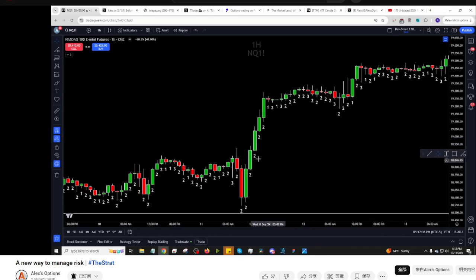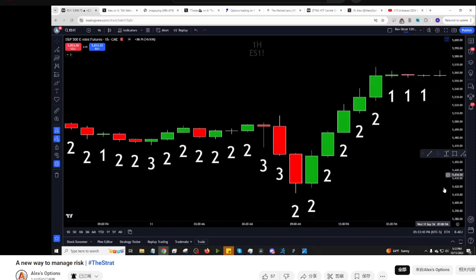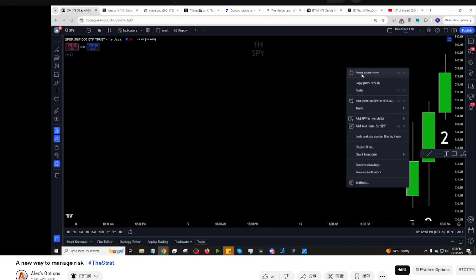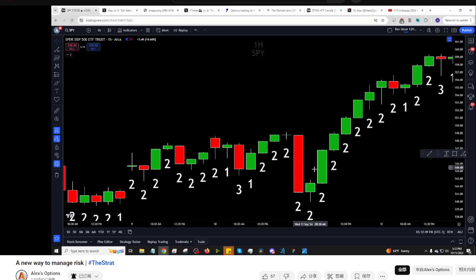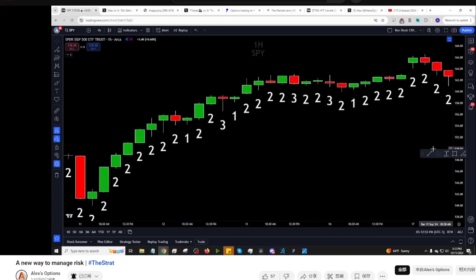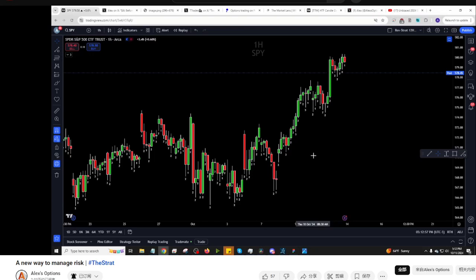CPI had a really good one. Not on the NASDAQ here, but on the ES. You'll see the 322, and on the SPY it actually looked a lot better if we go here. You see the 2-2 reversal, 2 down in green, and then up they go. But that is one example.